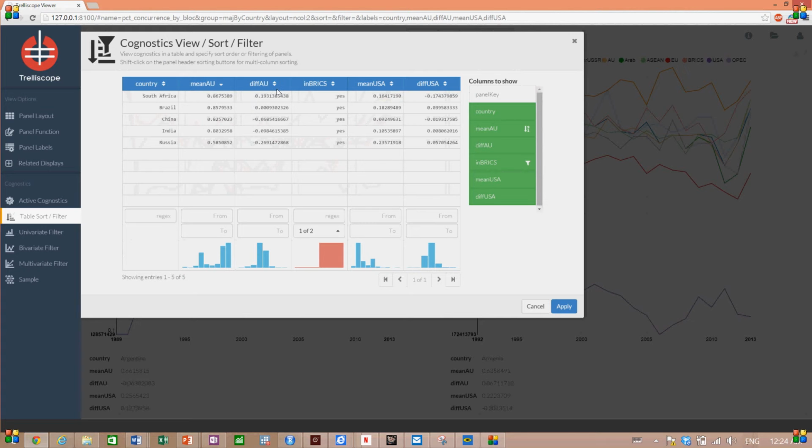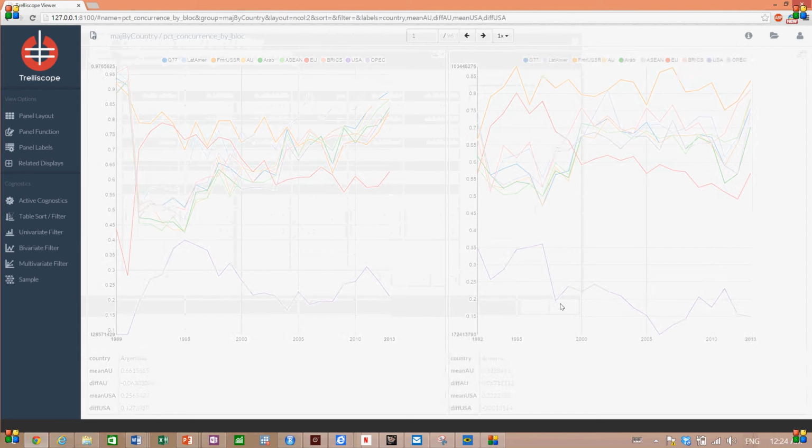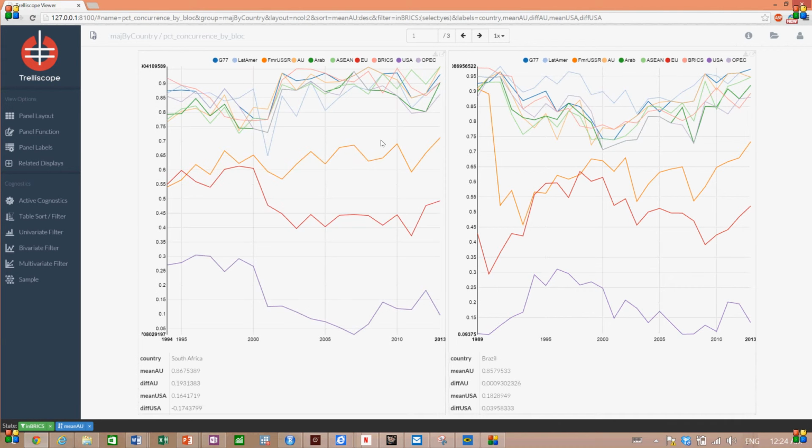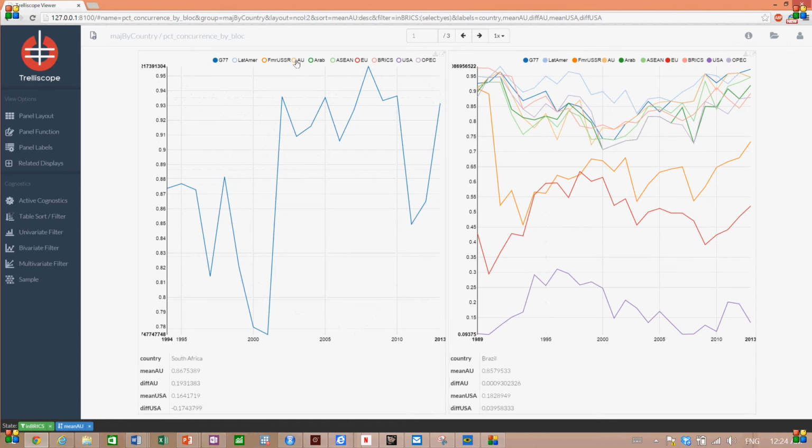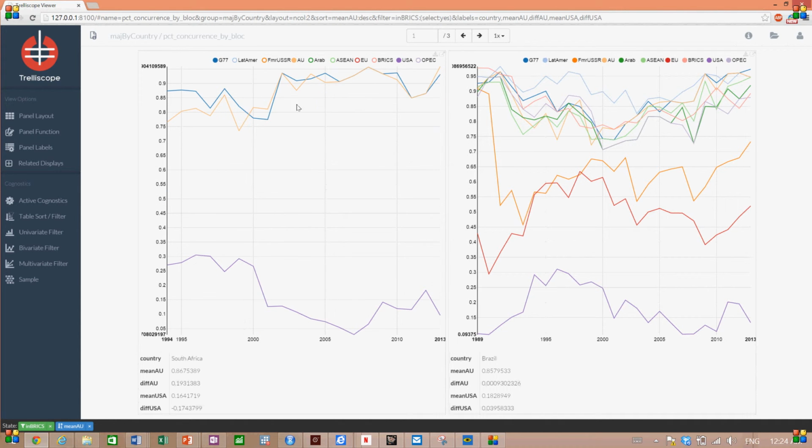We can also look at the change in voting that each of these countries has with the African Union. Again, South Africa seems to have the highest change, increasing by 19% in their cohesion, whereas Brazil also increases and the remaining countries decrease. We can see this on the graph by selecting the relevant blocks for South Africa.